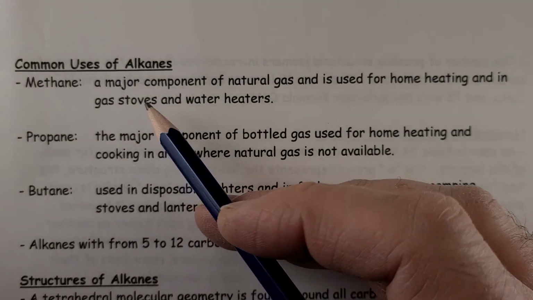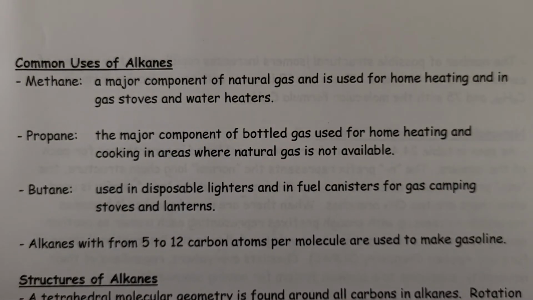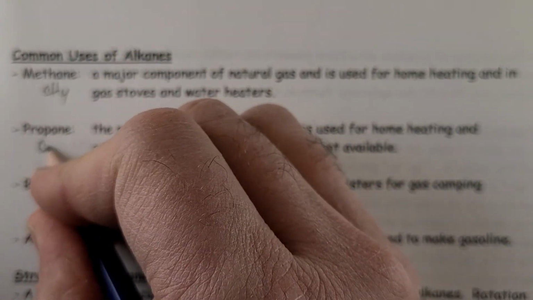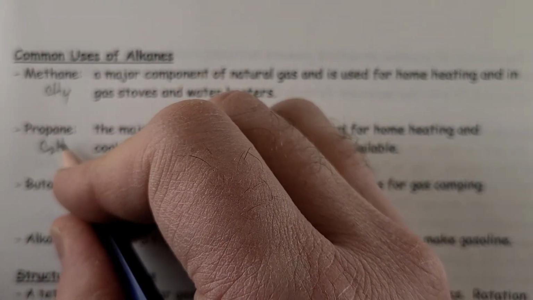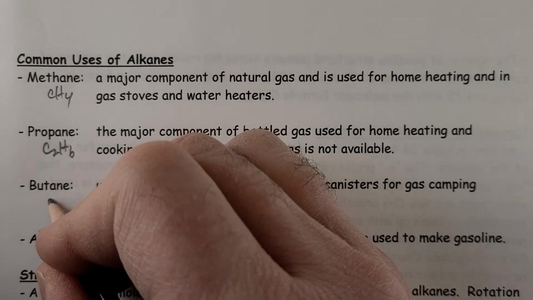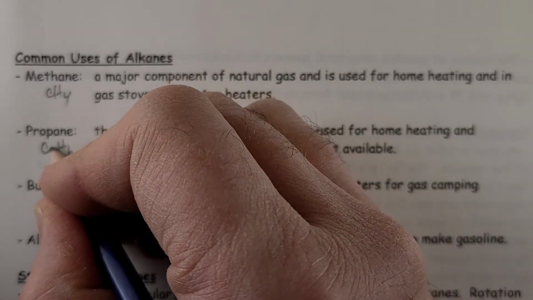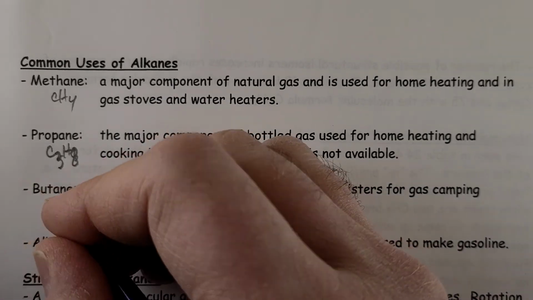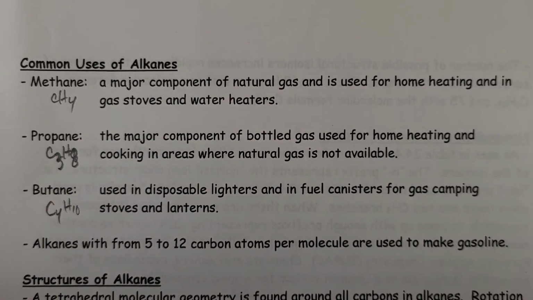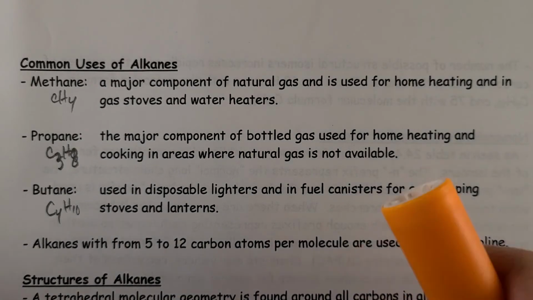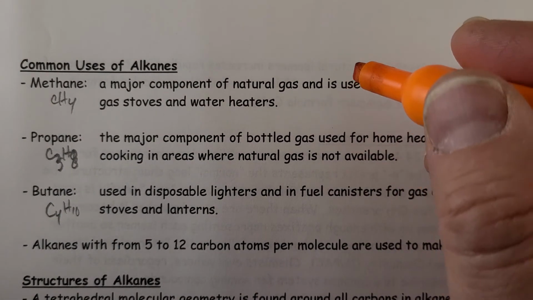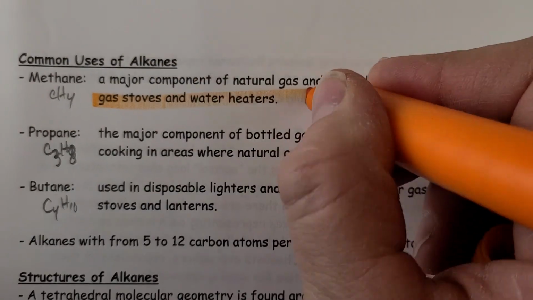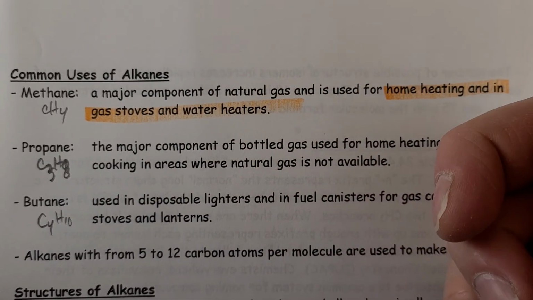All right, if we look at common uses of alkanes, we can start off with the smallest one, methane, then move on to propane. Let's see, so 1, 2, 3, 4, 5, 6, and that's propane, which should be C3H8. Butane has 4 carbons and 10. So methane, of course, methane is a component of natural gas and is used for home heating and gas stoves, so a methane burner.